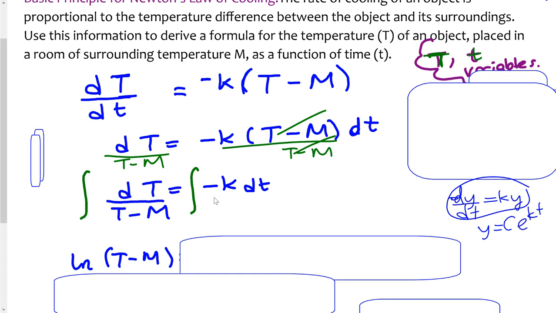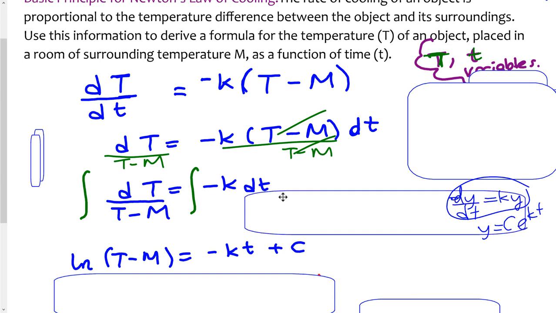On the other hand, what is the integral of a constant with respect to time? Think of it as 5 dt. The integral would be 5 times t, right? So that's what I'll have here. So negative k times t, and don't forget to put the plus C, the constant of integration.